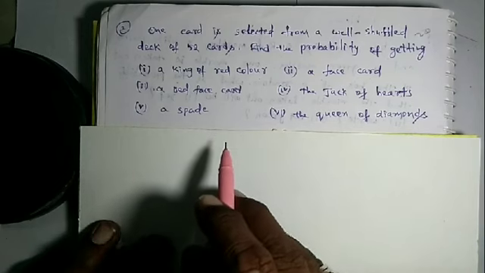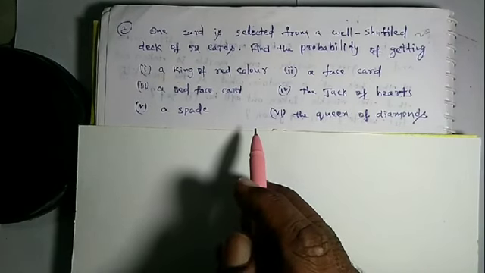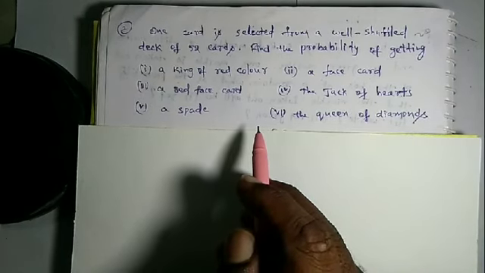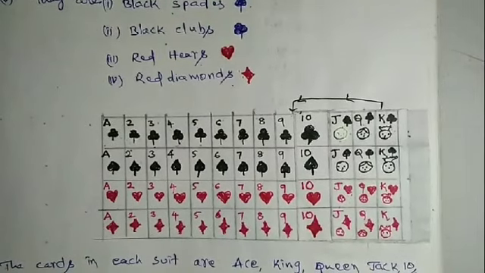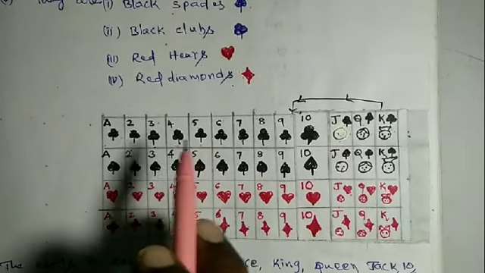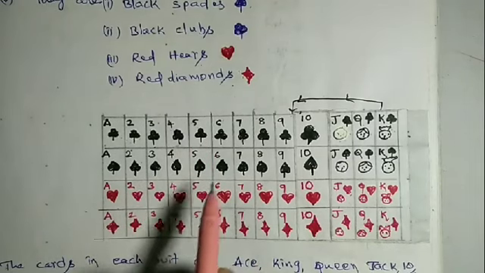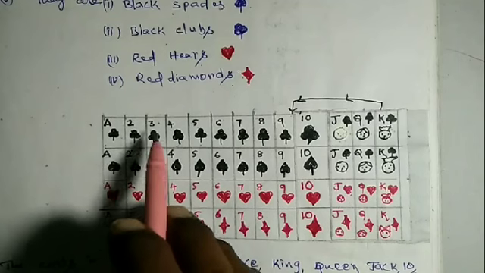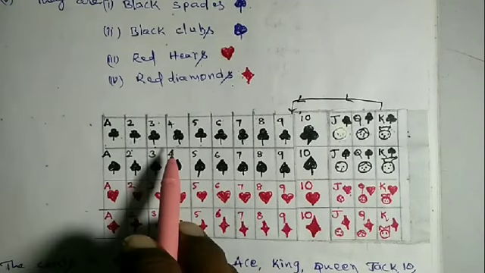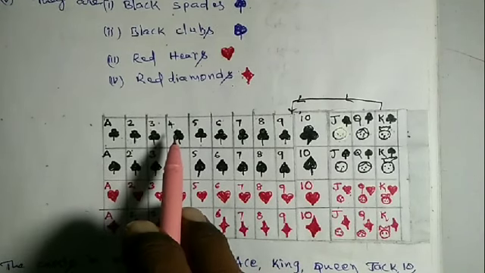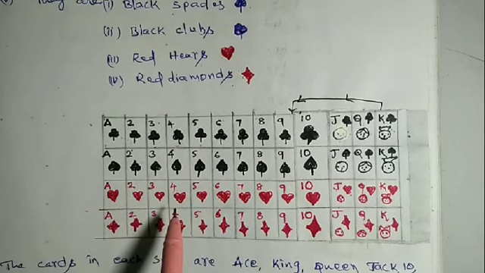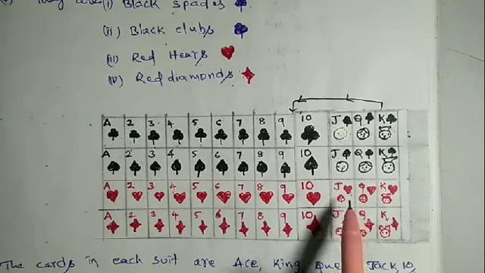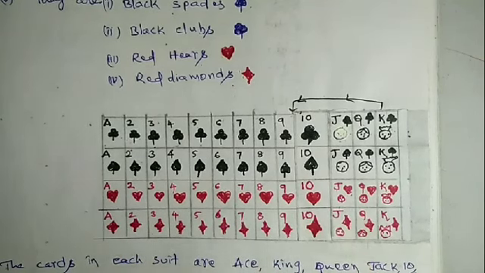Before solving the problem, we have to observe our playing cards. These are 52 cards divided into 2 colors. Again, each color is divided into 2 symbols. Here also black and red. Black is divided into spade and club. Red is divided into the symbols heart and diamond. These are the cards. And now let us observe our problem.